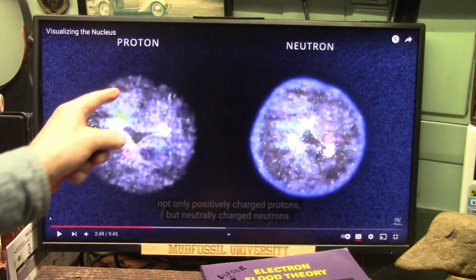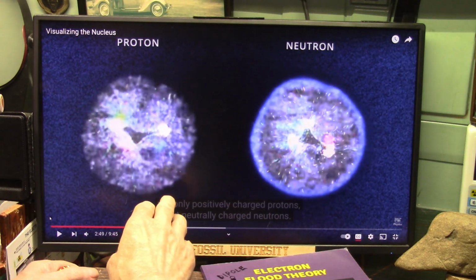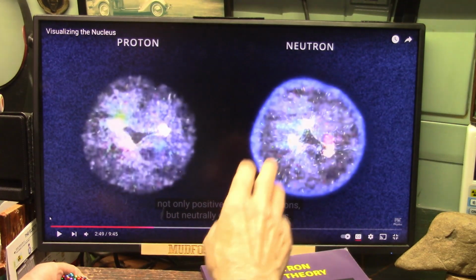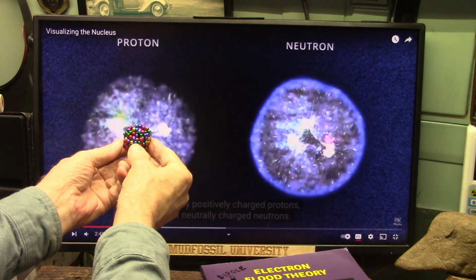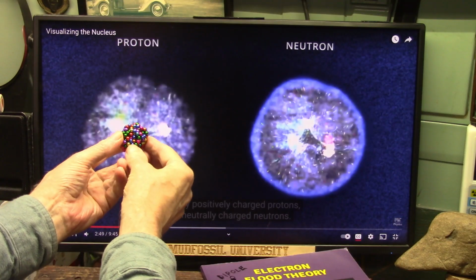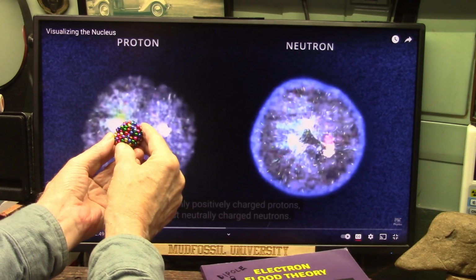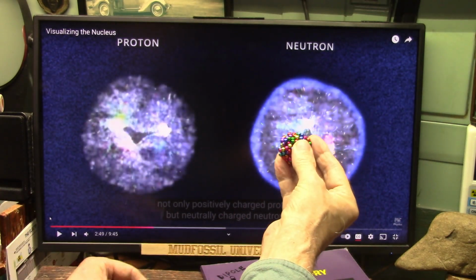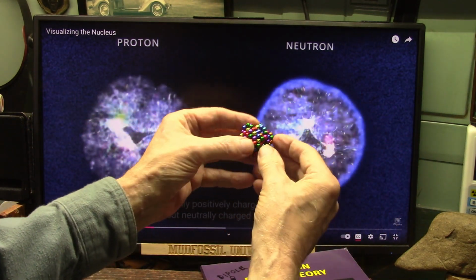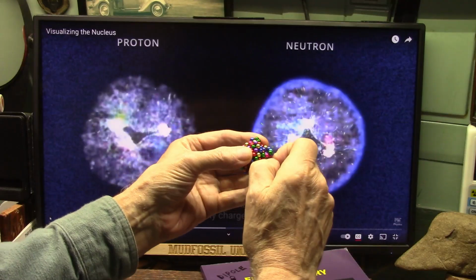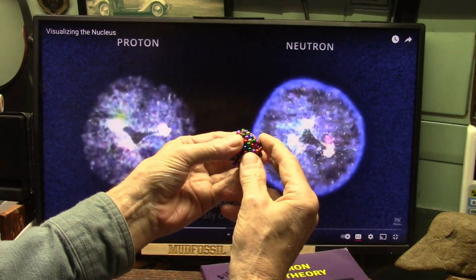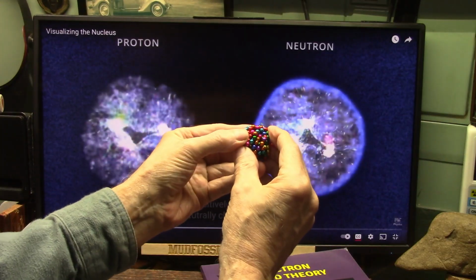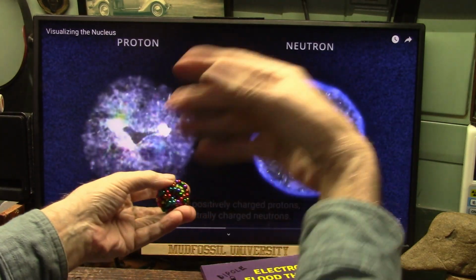See, then they go into proton, neutron. They say that not only positively charged protons, but neutrally charged neutrons. All it is, this is an uneven number, which means it's charged. It wants one more to become even. And this is an even number, which means it doesn't want to give one up or take one on. When they're uneven, it says, I need one more to become complete. All right, and that's how they bond. When they're even numbers, they call them neutrons, and they just throw them in here and there.